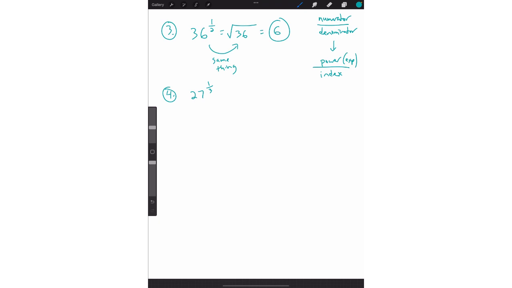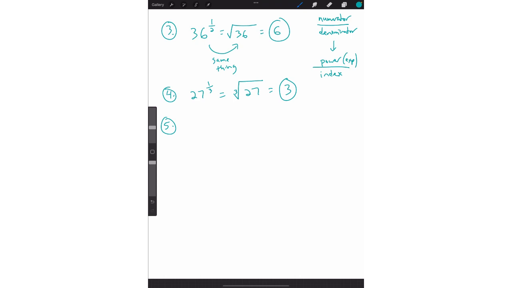And when you rewrite this, once again, remember the index of the radical is going to be 3, okay? And what's out in front there is going to end up being the radicand. And if you raise to the first power, once again, anything to the first power is itself. So the cube root of 27 equals 3. 3 times 3 times 3 is 27. All right, simple enough. Number 5.